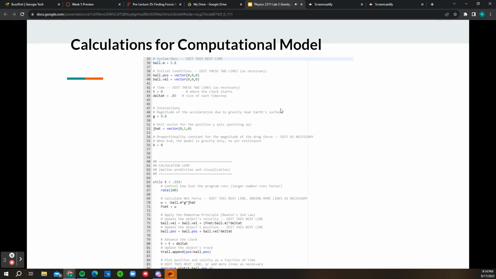Here are the calculations for the first computational model without drag. As you can see, the constant is 0 in this calculation, and the gravity constant is 9.8. For delta t, it's 0.03, or circa 1 over 60 frames per second. Then we're doing the standard equations for ball velocity and ball position, where velocity is F net divided by ball mass times the change in time. And for ball position, it is ball position plus the velocity of the ball times change in time.